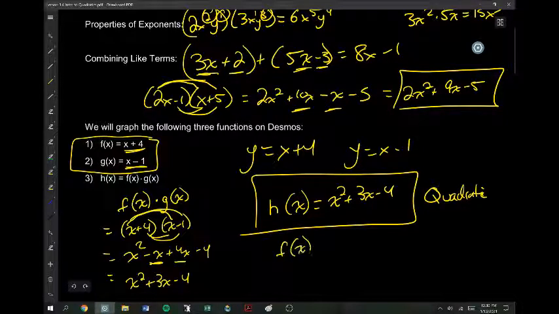Lines have a biggest power of 1. All right, this is like x to the first plus 4. If your biggest power is 1, you have a line. If your biggest power is 2, you have a quadratic. So we're going to be focused on quadratics for the next chunk of time here in our math class.